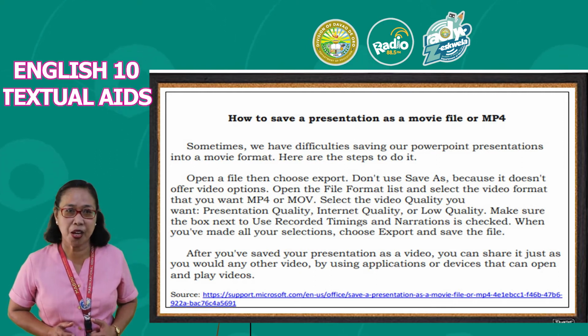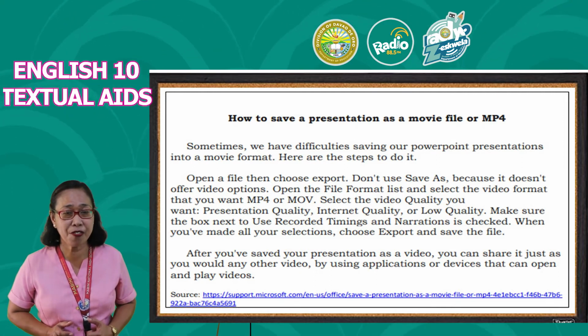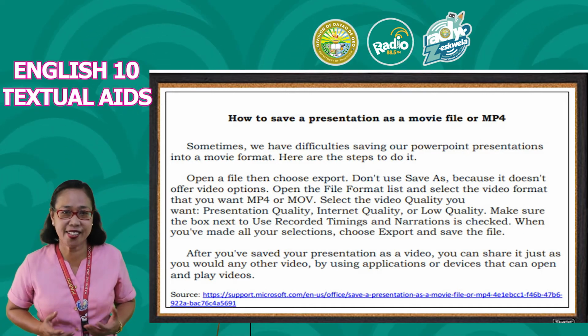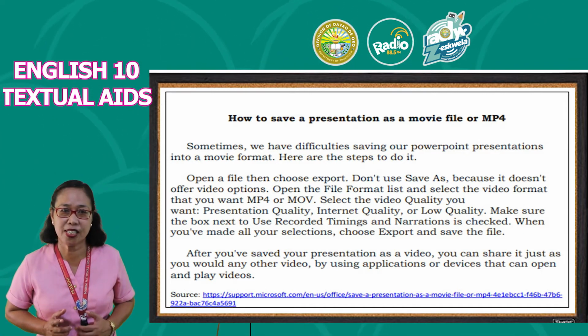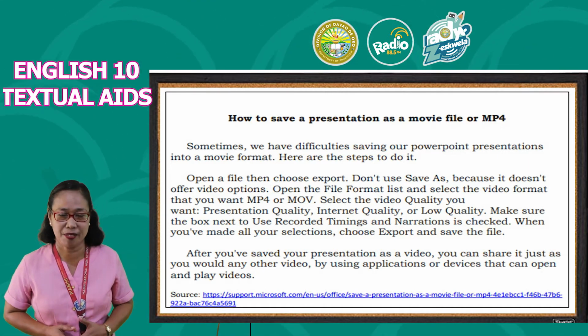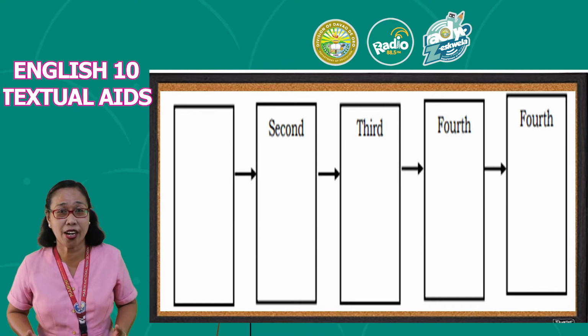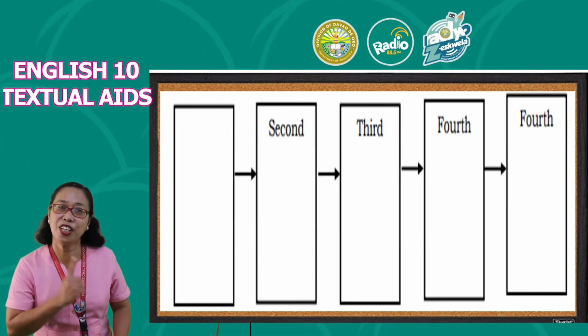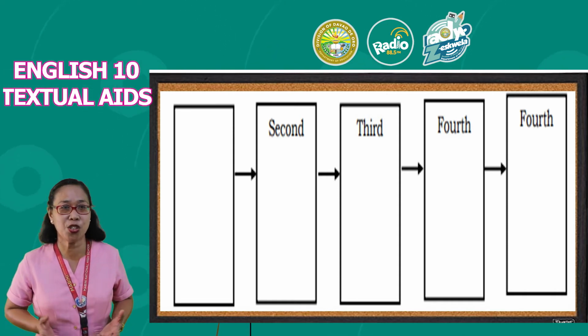How to save a PowerPoint as a MOV or MP4. After analyzing the text, follow the sequence of events and complete the graphic organizer. Use this sequence chart to complete the graphic organizer. You will be given enough time to finish your activity.